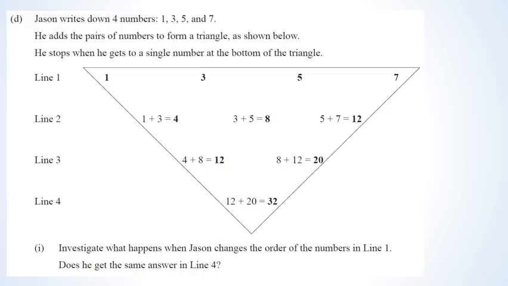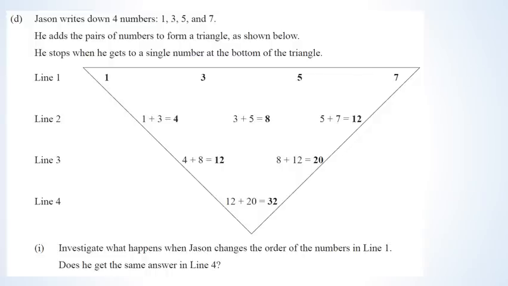And now finally we come to this triangle question. It's an interesting question, but I think you probably need a little bit more time than what we had. So in this question, the first part anyway, they're asking you what happens when Jason changes the order of the numbers in line 1.